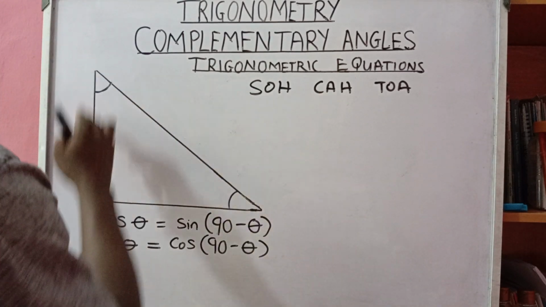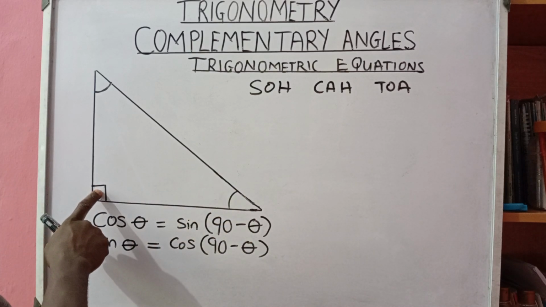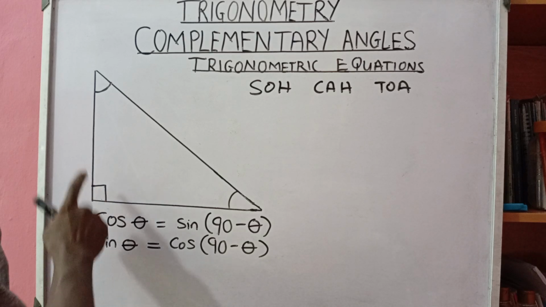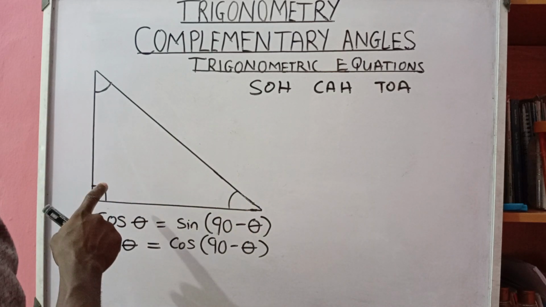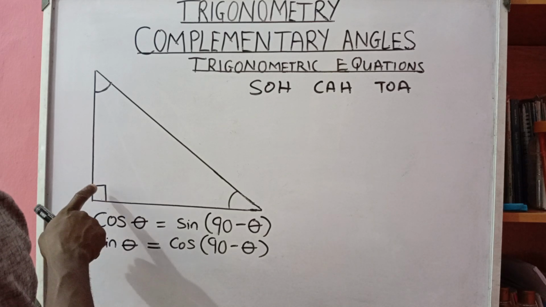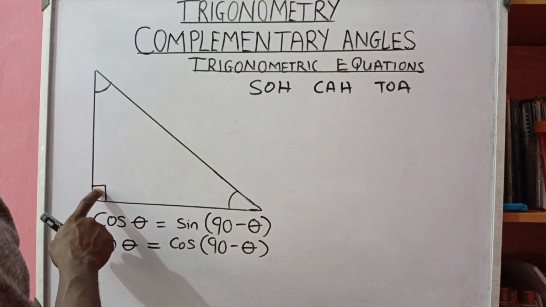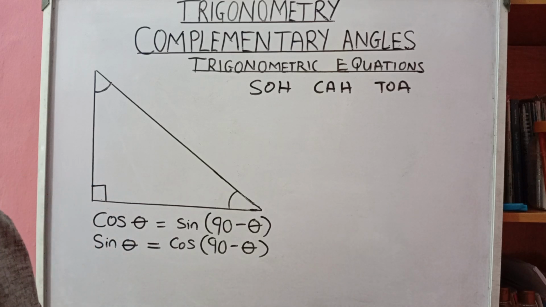In a right angle triangle, as you can see on the board, this particular corner here is known as right angle. It is because of this box here that we call this triangle right angled triangle, because it contains a right angle. And we know that right angle is equal to 90 degrees. This symbol here represents 90 degrees.